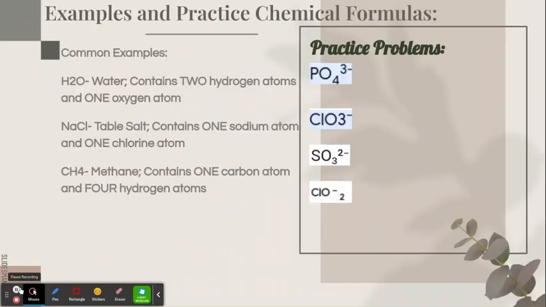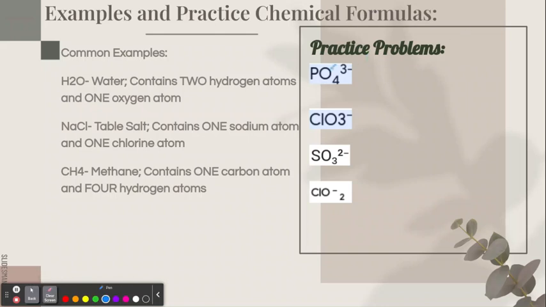Here we have some examples and practice with the chemical formulas. Some common examples are water, table salt, and methane. H2O contains 2 hydrogen, 1 oxygen. Table salt contains 1 sodium and 1 chlorine. Methane contains carbon and 4 hydrogen. Now we have these practice problems over here, so you can pause the video and do those, but I'm going to continue and show you how to do those.